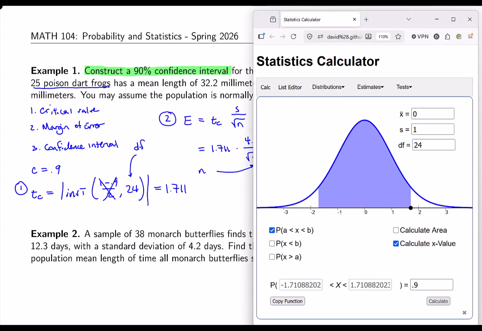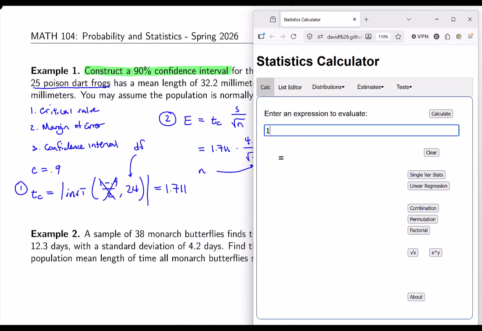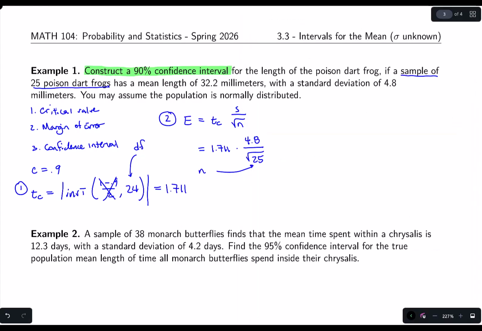All right, so we need to make this calculation. So we'll go over here to the calc screen. So it is 1.711 times 4.8 divided by the square root of 25. Okay. We get 1.64.